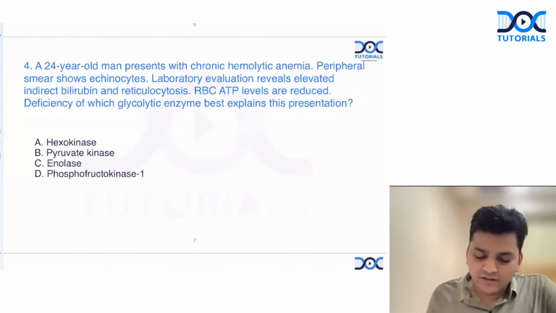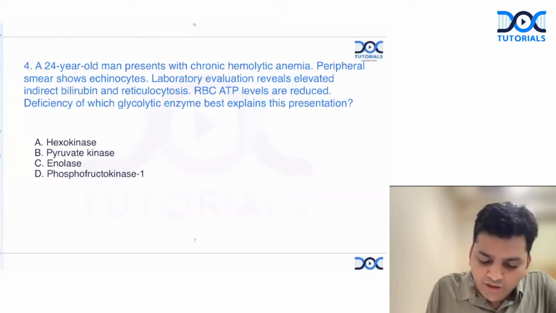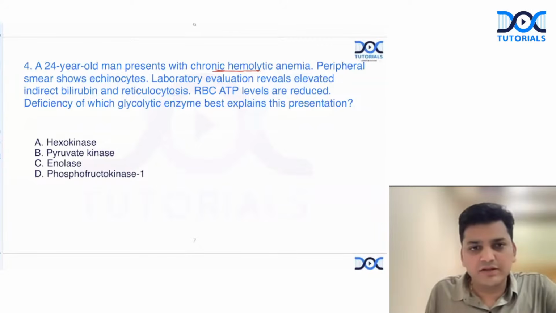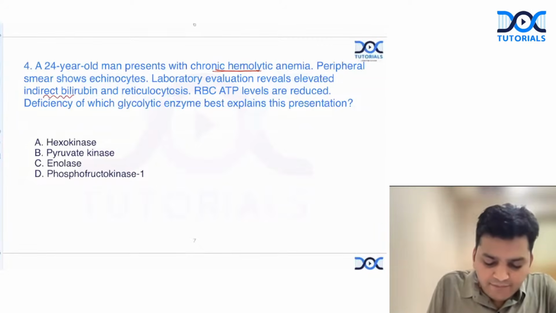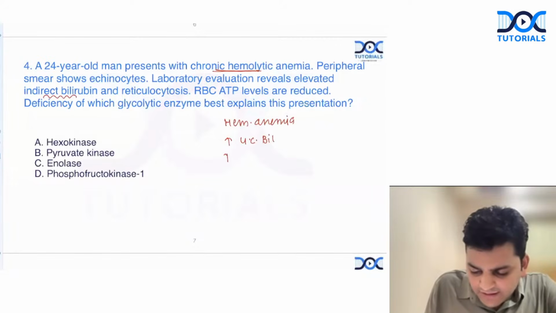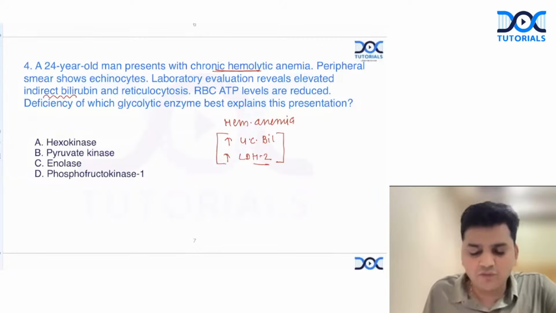The next is, a 24-year-old male presents with chronic hemolytic anemia. The peripheral smear is showing echinocytes. There is elevated indirect bilirubin. Yes, whenever hemolytic anemia happens, there is going to be an increase in the unconjugated bilirubin. There is going to be an increase in the LDH2. That is bound to happen in any hemolytic anemia.